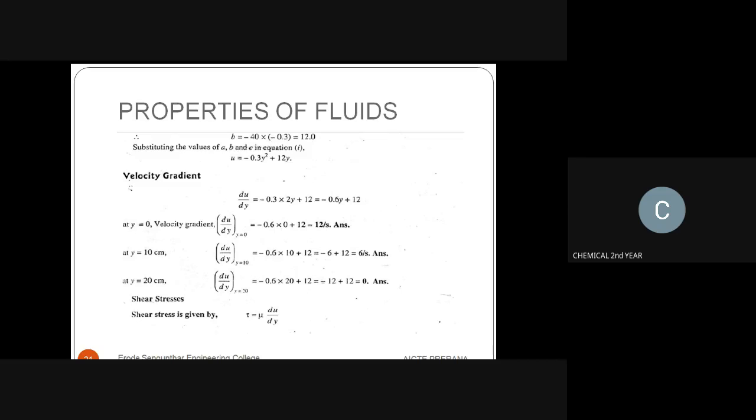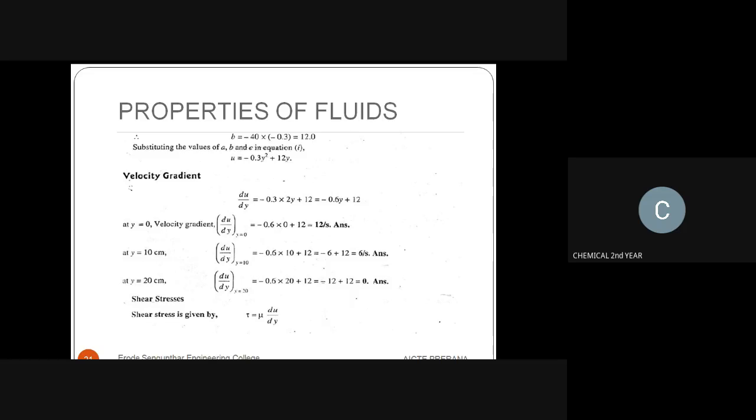So we know the equation. So u is equal to ay square plus by plus c. Okay, so a value is minus 0.3. So u is equal to minus 0.3 y square plus b is 12, plus c is 0.